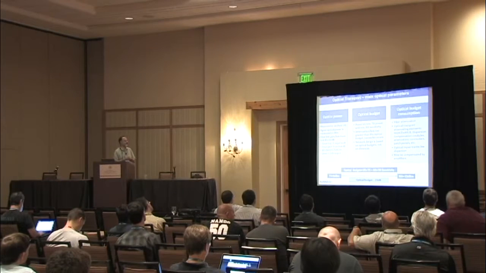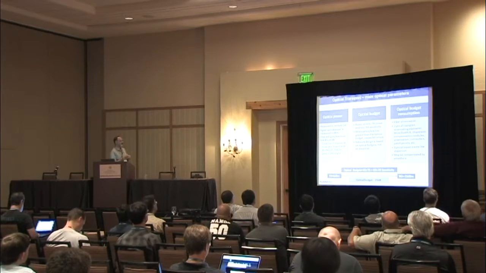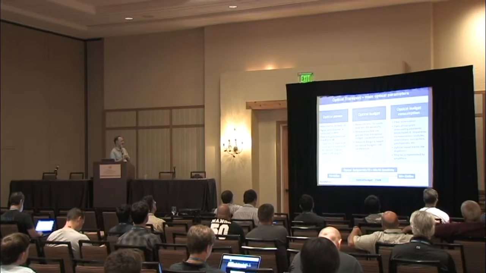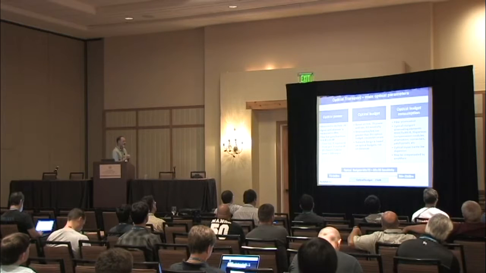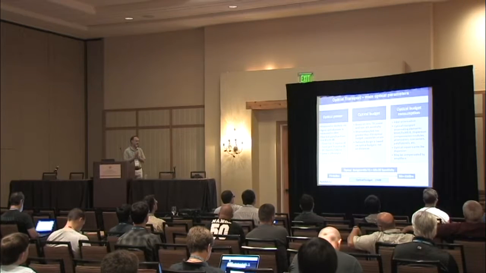So let's look at the basic optical budget. It's based on minimum transmit power and minimum receive sensitivity. So looking at the example, we have a transmitter of 0 dBm, a receiver of minus 23 dBm. We have an optical budget of 23 dB.